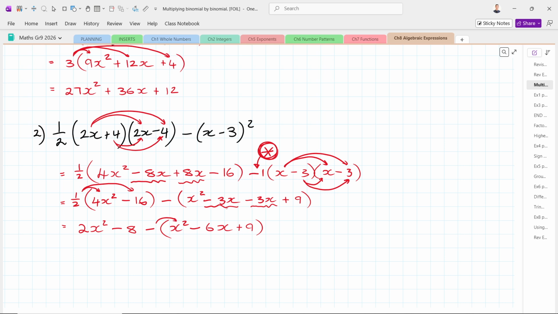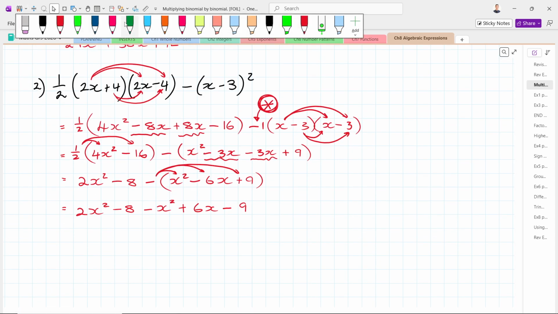And now this negative needs to distribute. So the 2x squared stays. Minus 8 stays. Now this becomes a negative x squared. Negative times a negative gives me a positive 6x. And a negative times a positive gives me a negative 9.